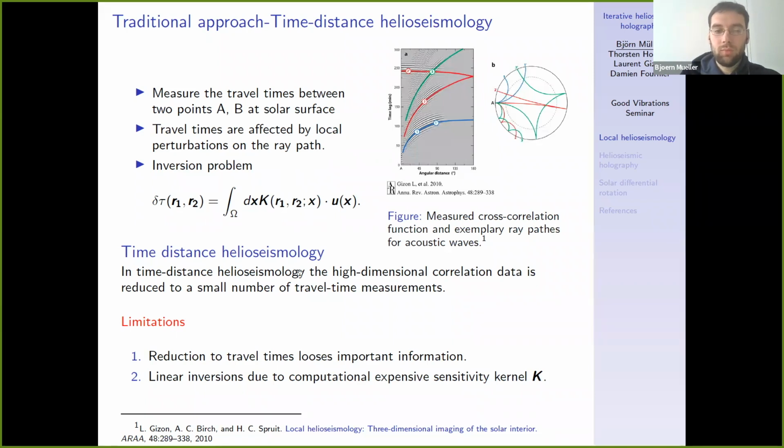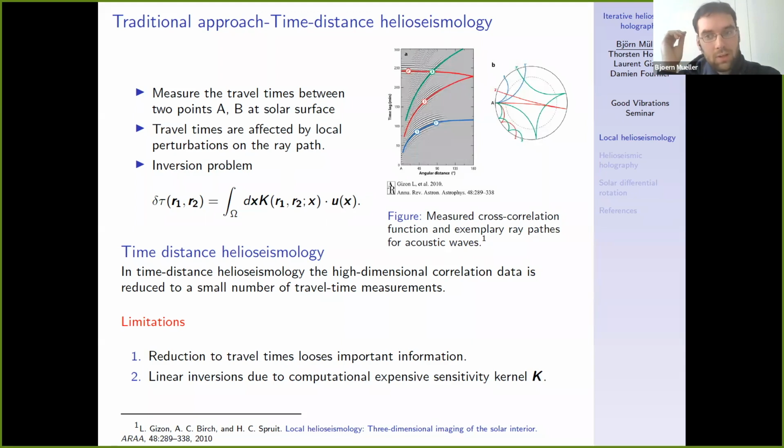The way to understand this, as I said before, is that in time-distance helioseismology we use the high-dimensional correlation data and reduce this data set to maybe 10,000 travel time measurements. From this, we get a kernel equation and can invert for our quantity, for example the flow fields. But this has some limitations. It was shown that the reduction to travel times loses some information, and the question is how much we lose.